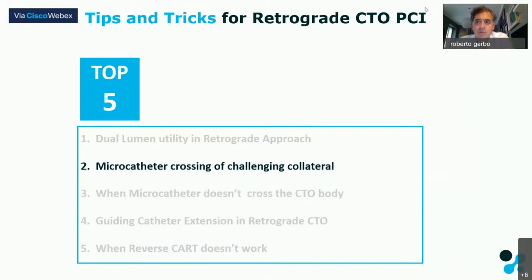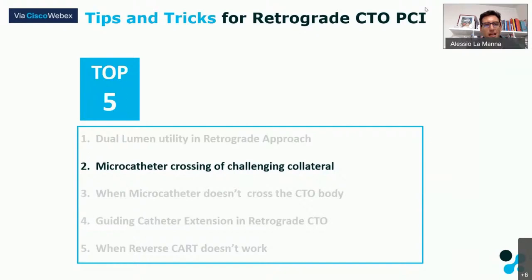So in very small collaterals, you risk damaging the channel, the collateral. But in some situations in which you are not able to go, like for instance, a septal to the PDA, and the wire always goes in the distal PDA and not retrograde on the left to the crux of the right, in some situations you need to have a retrograde dual lumen microcatheter. So at that time, you need to be cautious about the risk and about how to maneuver this microcatheter. But it is a possibility to do that.